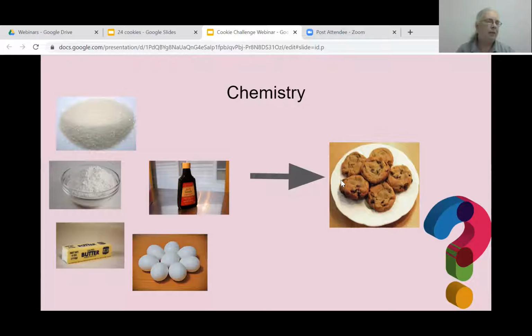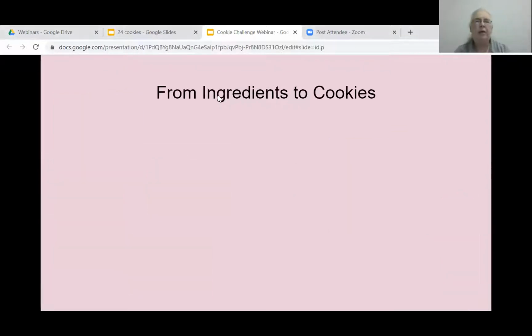In our experiment today, Miss Lauren will make her marvelous chocolate chip cookies. So you know it's there, you see what we have. And we can come up with some ideas. From ingredients to our cookies. Well, how does this happen?